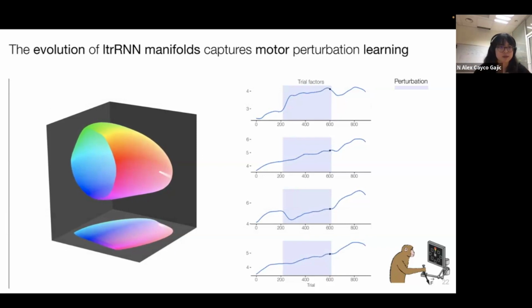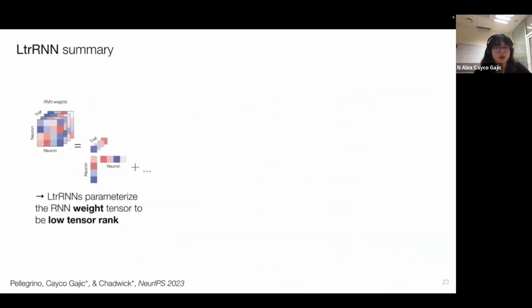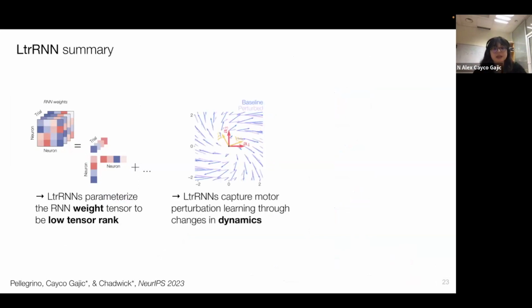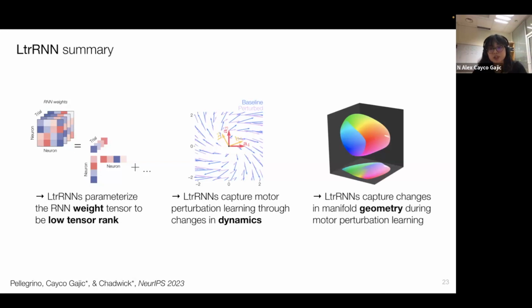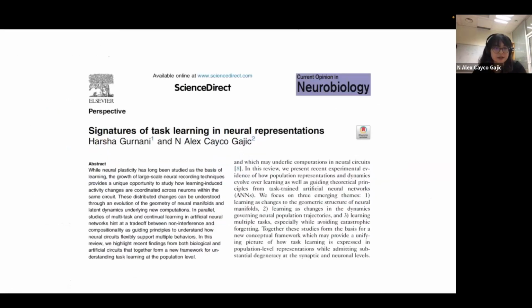Okay, so to summarize, we have a model that parameterizes the RNN weights to be low tensor rank. And by making this constraint, we're able to capture changes in learning through the changes in the dynamics, which we can now infer, and we can also capture changes in the manifold geometry in this data set. If you're interested in these ideas, but not necessarily interested in the methods, there's a review that I wrote recently that you might be interested in.